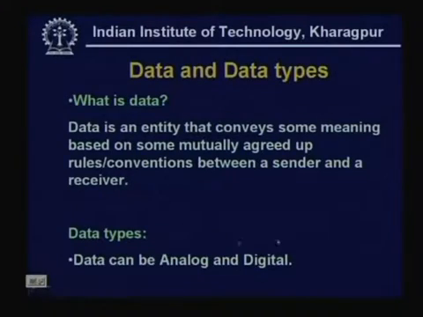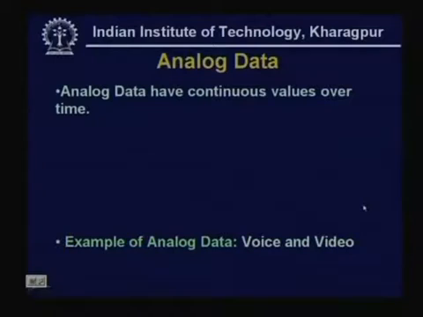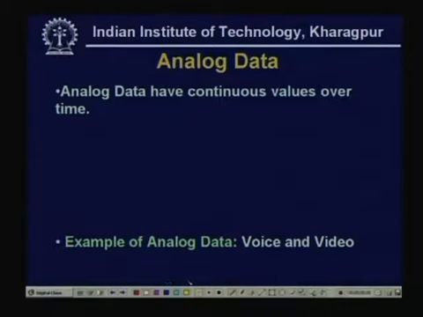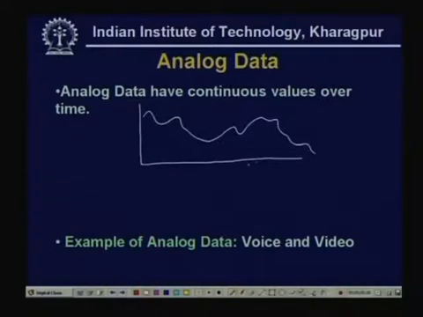Now the question is, what are the different types of data possible? Data can be either analog or digital in nature. So data can be either analog or digital. Analog data have continuous values over time. That means suppose this is the time domain representation of some data, so it has continuous values over time.